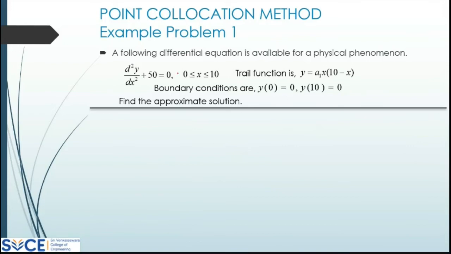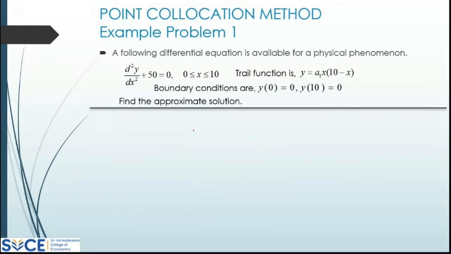The problem is given as a differential equation d square y by dx square plus 50 is equal to 0, and the limit is from x is equal to 0 to 10. They have also given the trial function: y is equal to a1x times (10 minus x). This is my trial function. The boundary condition is also given: when x is equal to 0, y is 0, and when x is equal to 10, y is 0. This is my boundary condition.